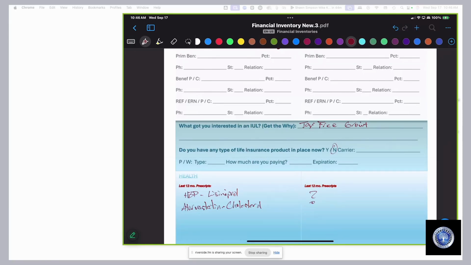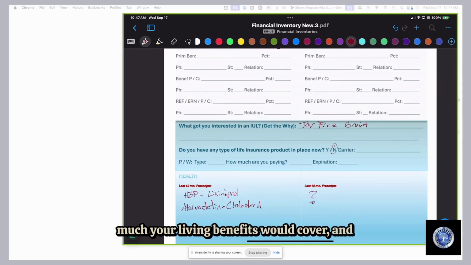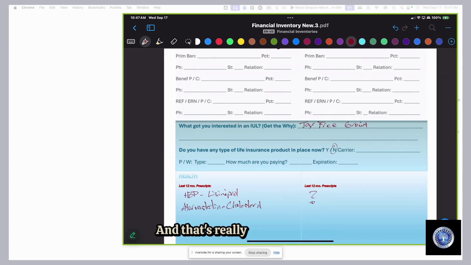So the next step is to reschedule. And then at that point in time, I can show you what we call an illustration. An illustration is going to show you what you could have in retirement based off of what you want to contribute to the policy, how much your living benefits would cover, and it'll show you the cash value growth, when you could borrow from it, and how old you'll be when you can borrow a certain amount of money from it. And that's really the fun call.